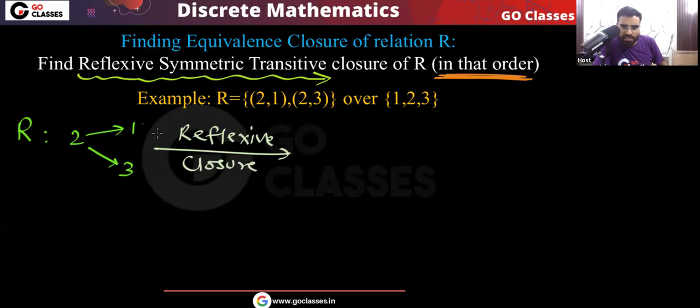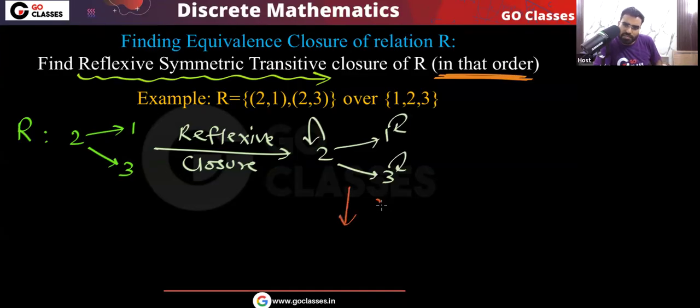So how to find the reflexive closure when the graph representation is given? You will add all the self loops. Yes or no? Okay, the graph will be as it is. You will add all the self loops. This is the reflexive closure.